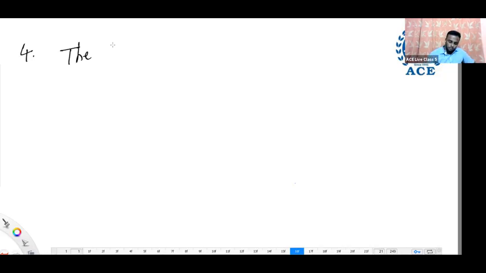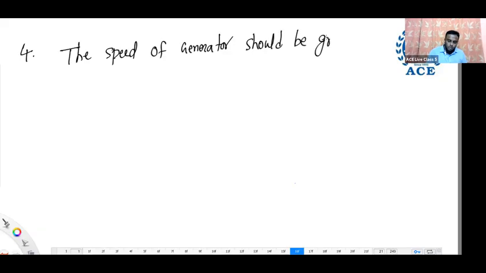Right here. The speed of the generator should be greater than the critical speed.